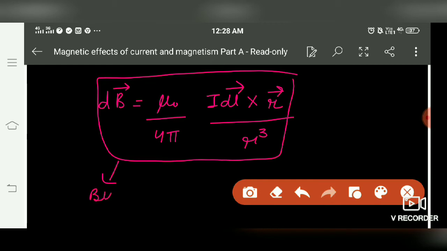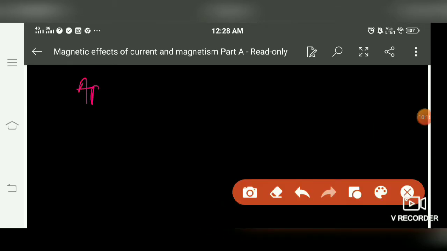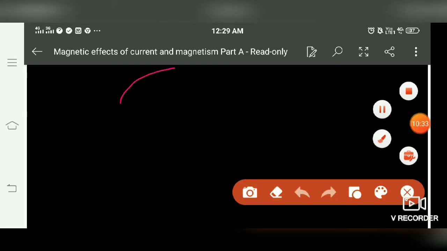So with the help of the Biot-Savart law, we can find the magnetic field due to a small current element, and if we want to find the magnetic field due to a complete circuit, then we take integration. Now we will do the applications of Biot-Savart's law.